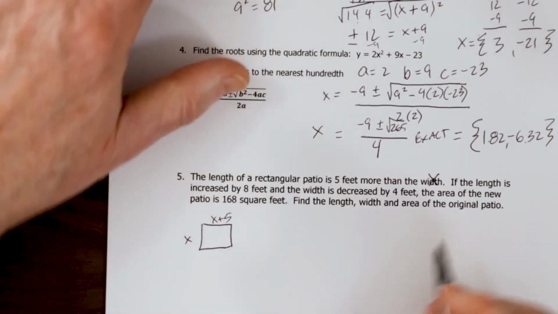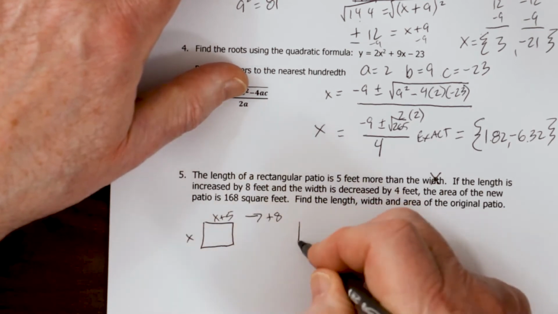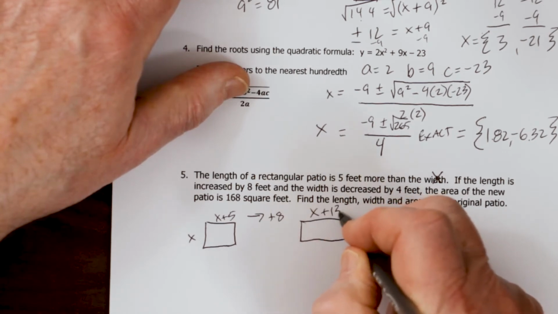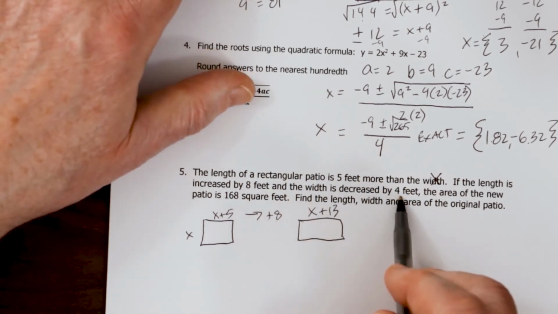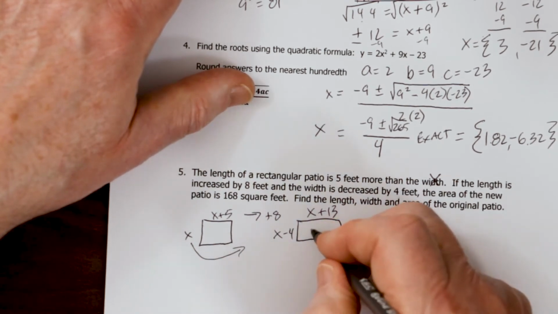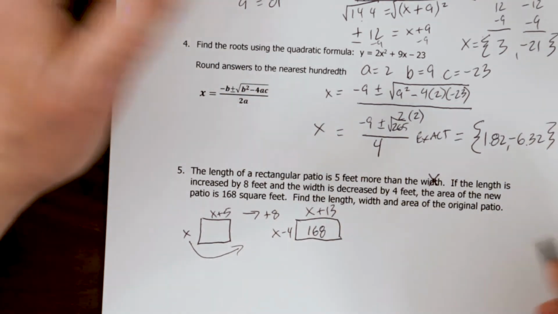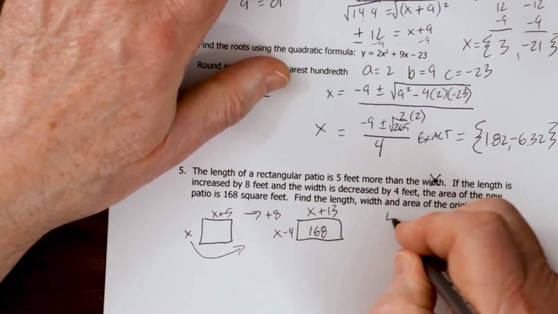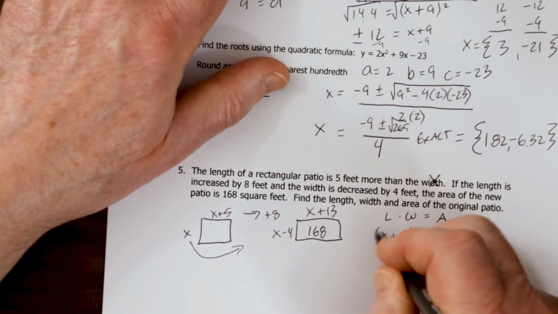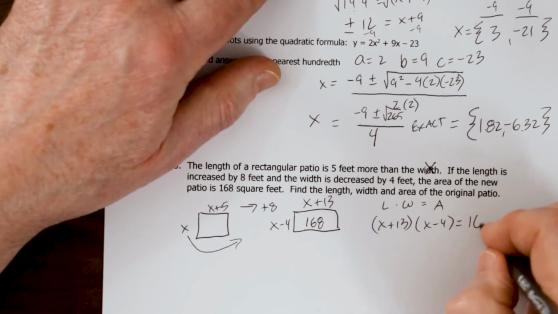Now what do they do? Okay, they're going to increase this by 8. So we're going to do this and do plus 8, building a bigger garden because we want a bigger garden. And that's going to give me x plus 13. And it says the width is decreased by 4. So this is coming over x minus 4. And the new garden has an area of 168 square feet. Why we do this, don't know. We're doing it. So to find this, we know that length times width equals area. So x plus 13 times x minus 4 equals 168.